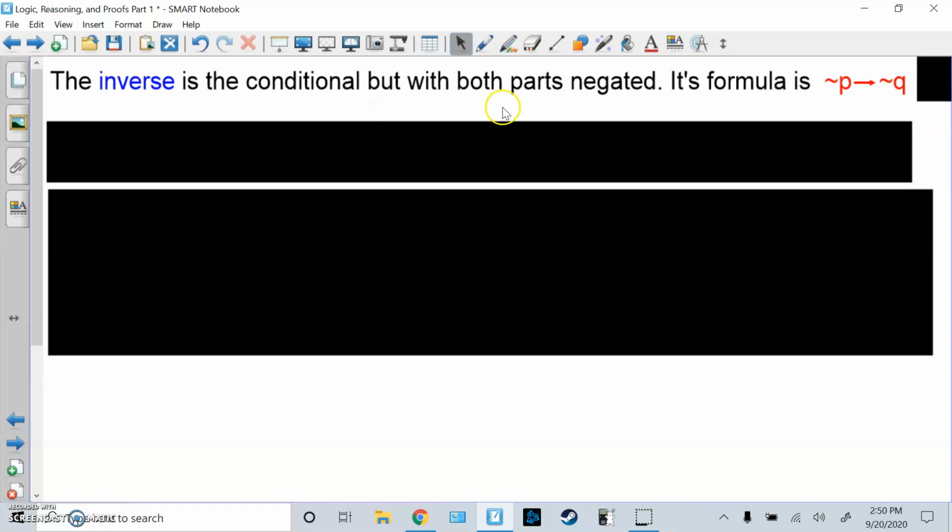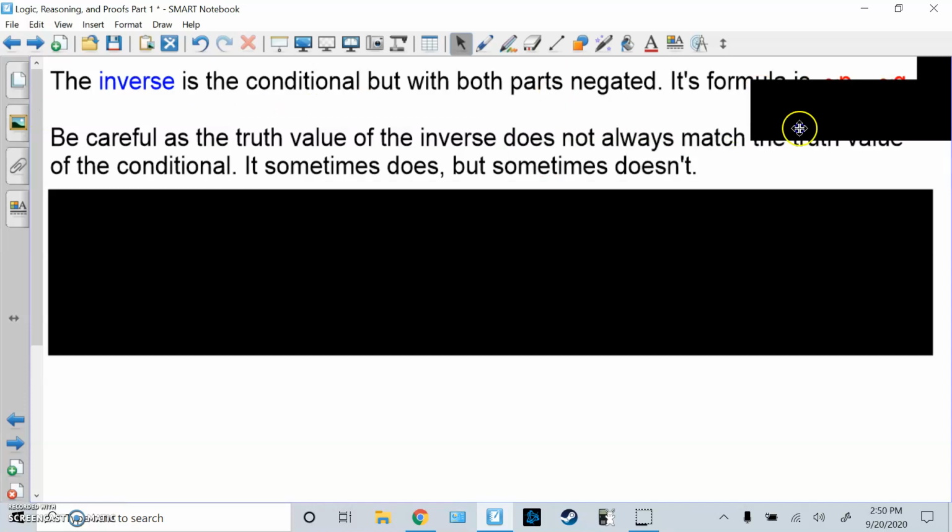It's a conditional but with both parts negated, so you do not change the order. The form is not P, arrow, not Q. So if not P, then not Q. Again, be careful, as the truth value of the inverse does not always match the truth value of the conditional. It sometimes does, sometimes doesn't.